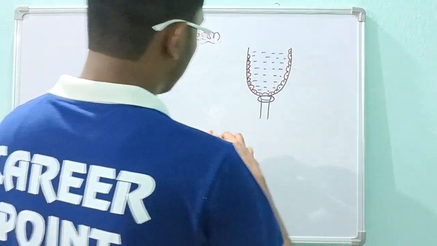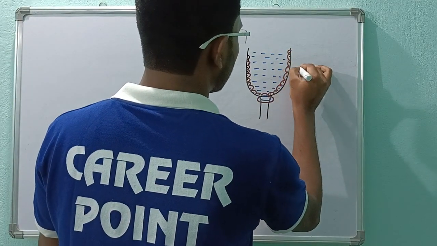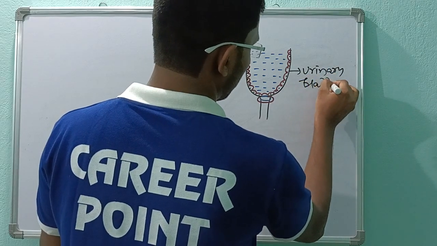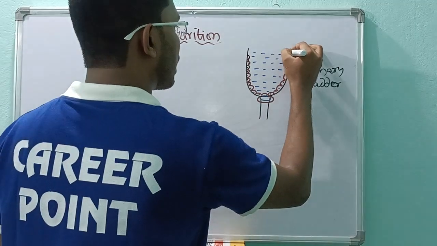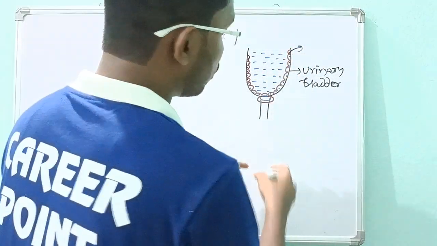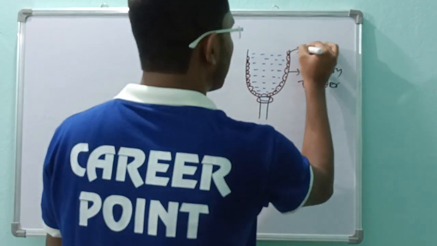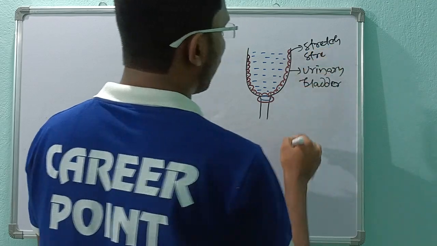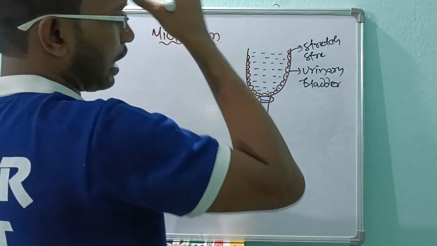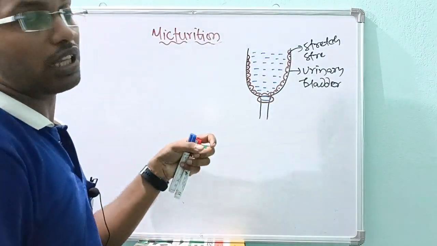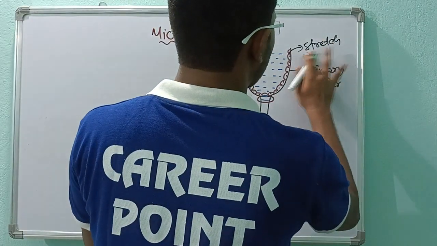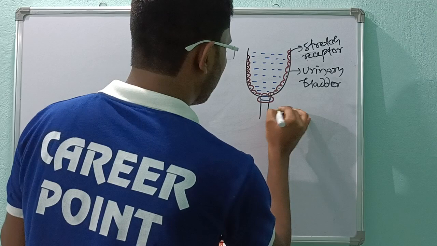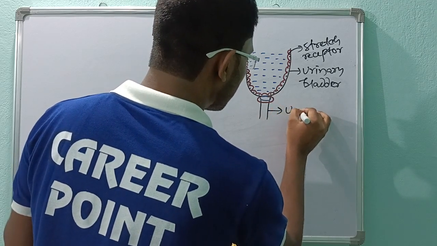So let's mark the figure. This is the urinary bladder, and the red colored portions that I marked, located inside the urinary bladder, are the stretch receptors. They have the capability of stretching, by which they can extend the size of the urinary bladder. And this is the urethra.